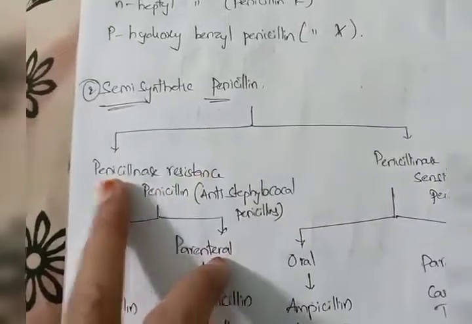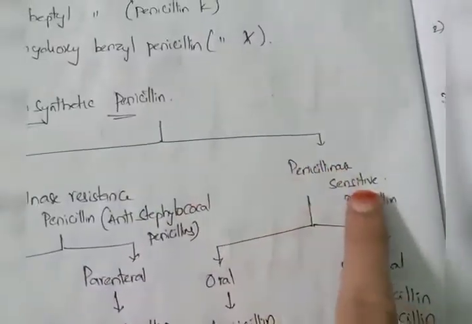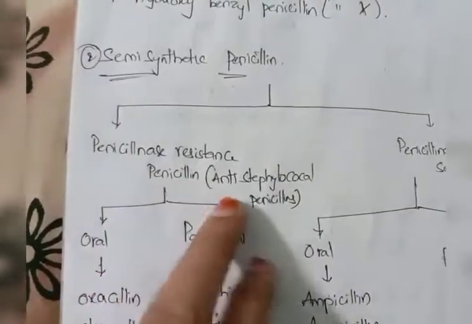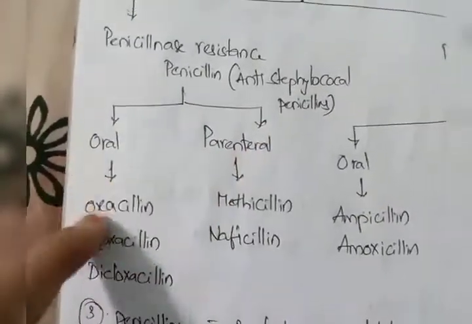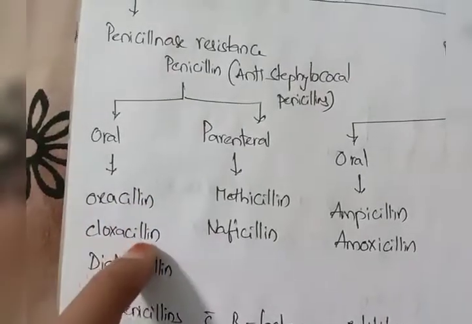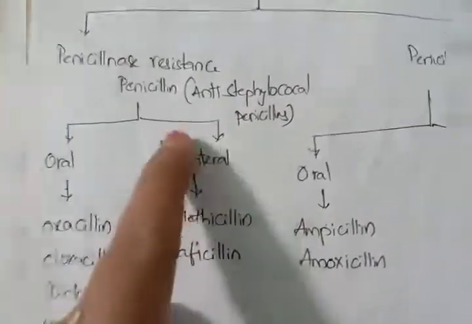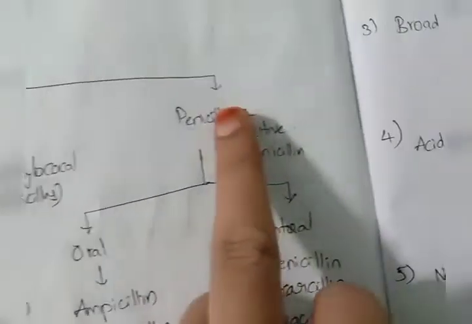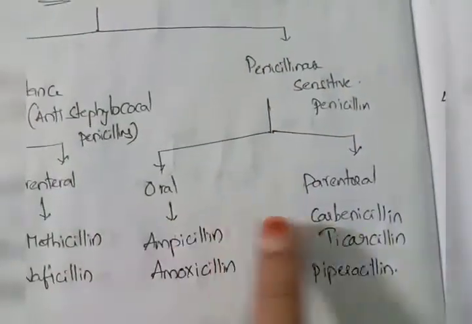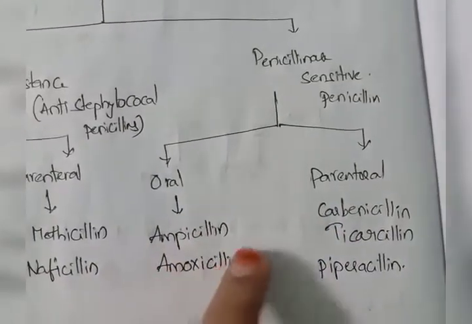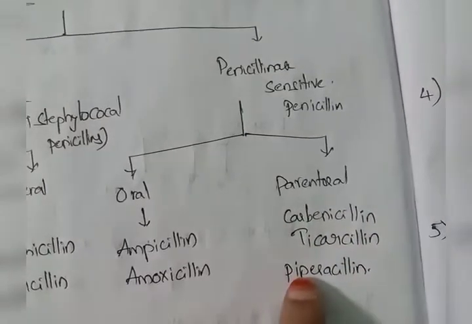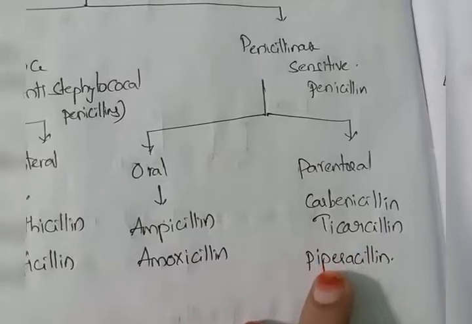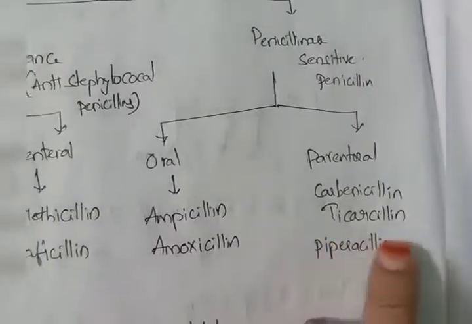This is of two types: penicillinase-resistant penicillins and penicillinase-sensitive penicillins. The resistant penicillins we also call anti-staphylococcal penicillins. These are of two types, oral and parenteral. Coming to the oral: oxacillin, cloxacillin, dicloxacillin, nafcillin. Coming to the penicillinase-sensitive penicillins, these are also oral and parenteral: ampicillin, amoxicillin. Coming to the parenteral: carbenicillin, ticarcillin, piperacillin.